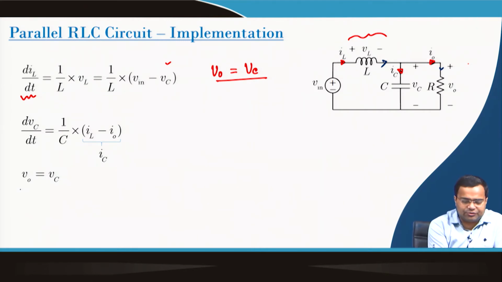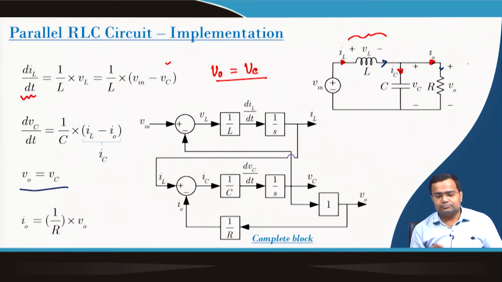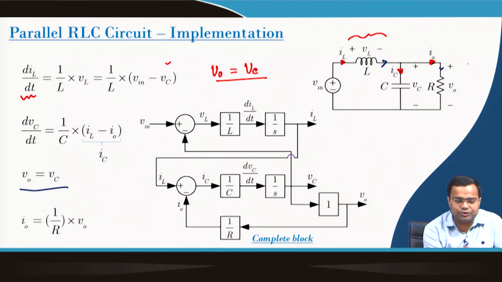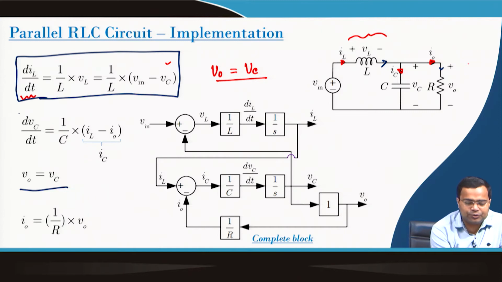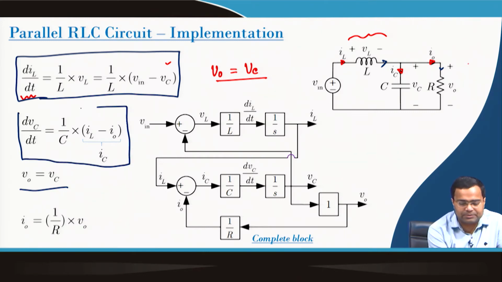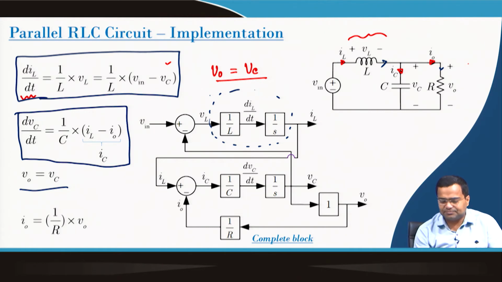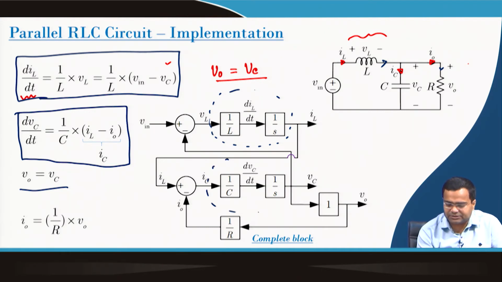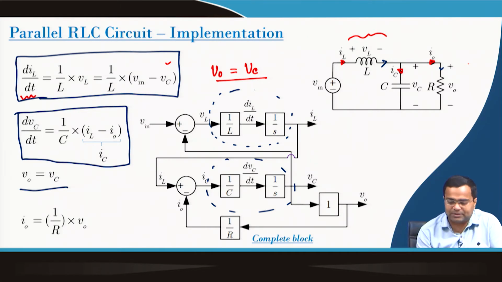And as I said, V0 equals Vc here, and what is I0? Since it is a resistive path, I0 is nothing but V0 by R. Now, this shows the complete dynamics, because we know how to plug in this equation; we saw in the previous example how to plug in this block. So, this block corresponding to the implementation of the inductor dynamics is linked with the capacitor dynamics, and then we can combine them together to get the complete block.